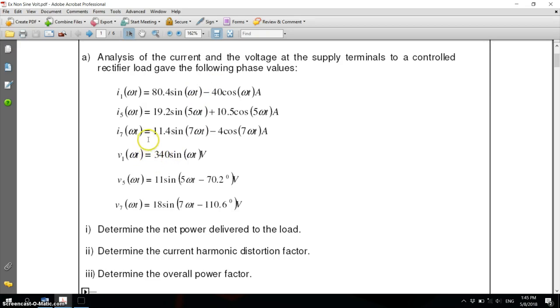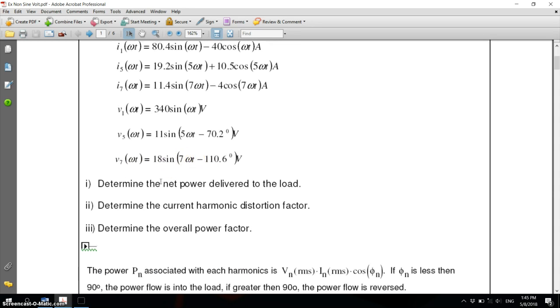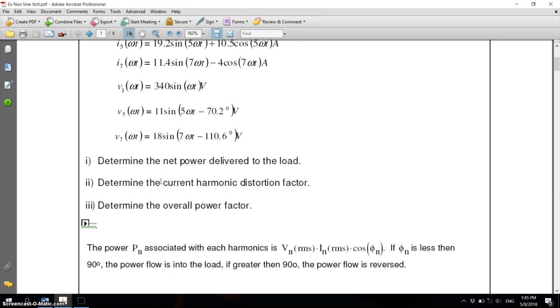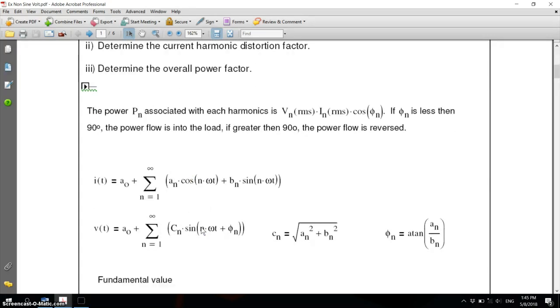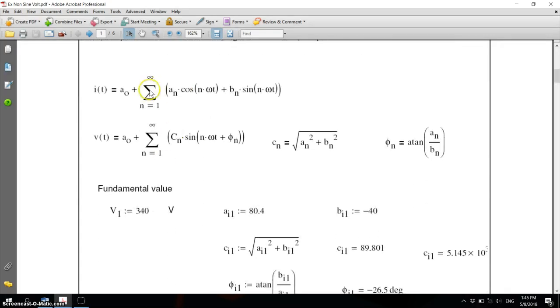identify and extract the information from the voltage given, right? And you need to determine the net power delivered to the load, or the total average power delivered to the load. You need to determine the current harmonic distortion factor, and also determine the overall power factor. Okay, so let's go straight to the solution. Right, so this is the equation that is given to you.